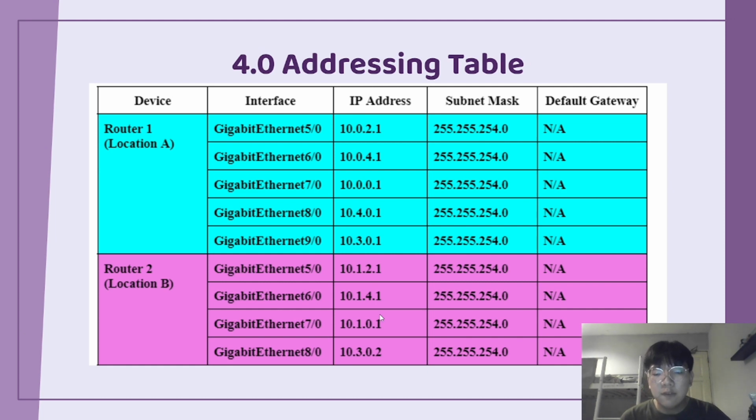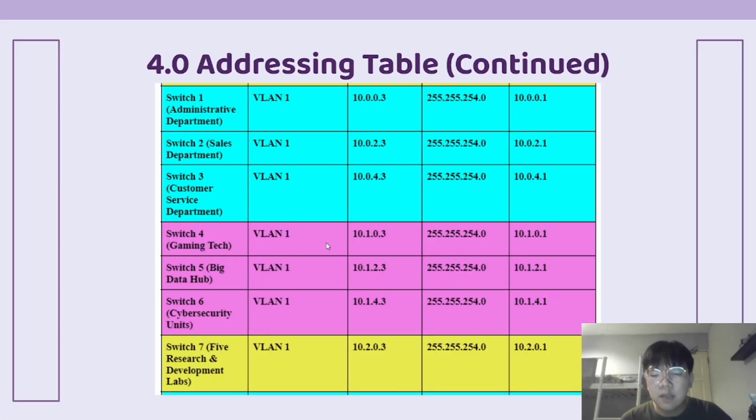Moving on to the addressing table, this table shows the devices, the interfaces, IP address, subnet mask, and default gateway. For router interfaces, the IP will be assigned to the first usable IP of their respective subnet. Same for all the other interfaces which are connected to the subnet. Move to next. This is the addressing table for the switch section. The IP addresses are configured to the VLAN port of the switches.